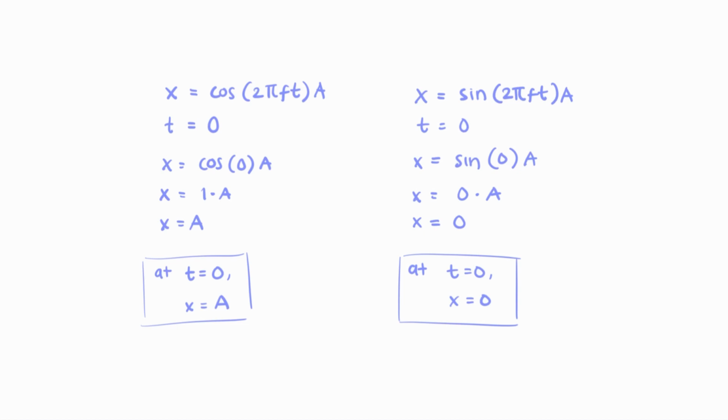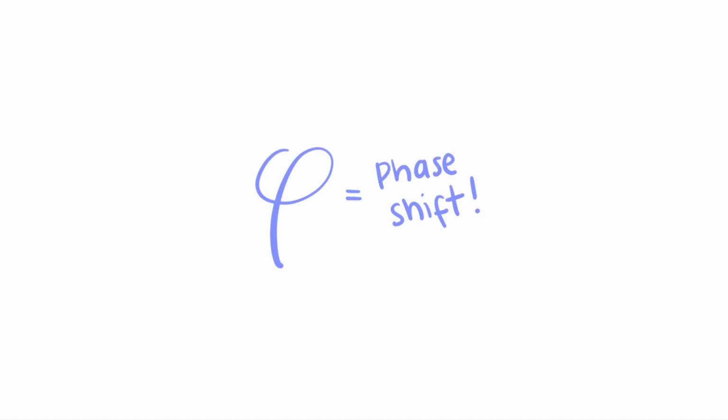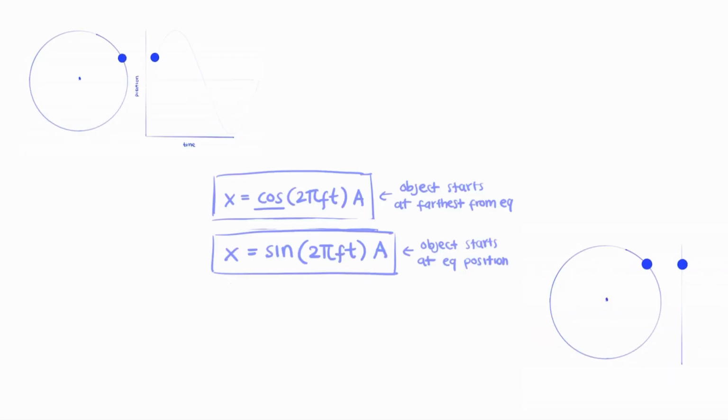But what if the object doesn't start at either of those? What if it starts in between the equilibrium position and the farthest position? Well, then we will need to consult phi in order to phase shift the graph according to the initial position of the object. However, we will not go that far in depth in this video, so we'll just leave it at these two equations for now.